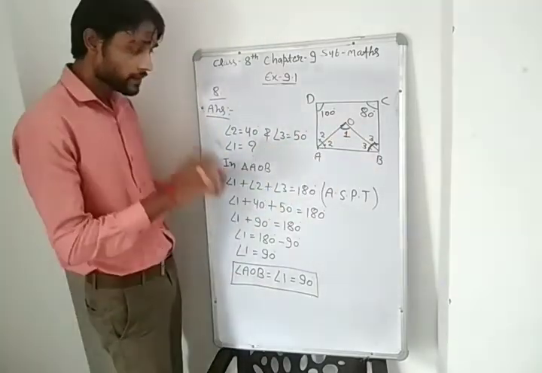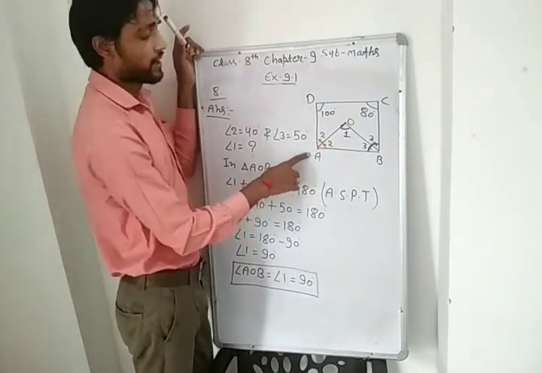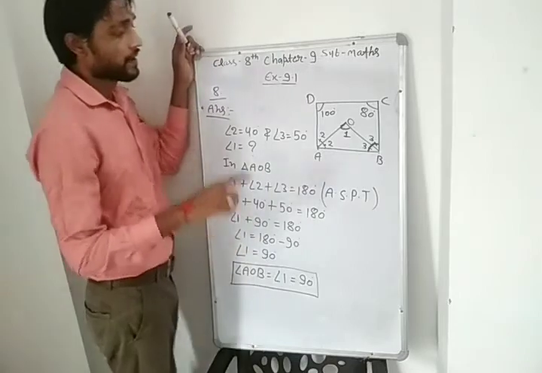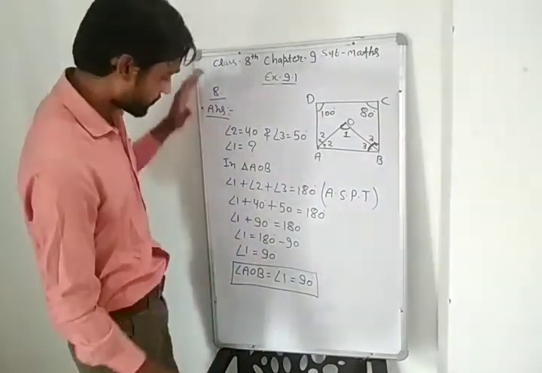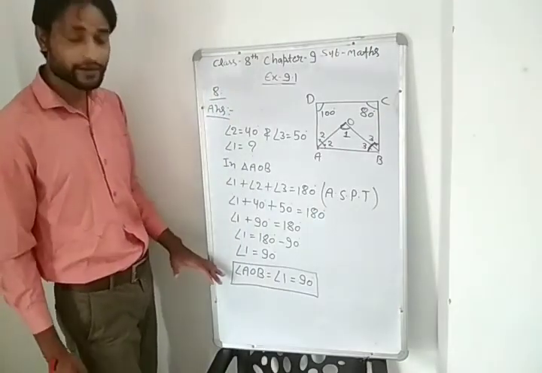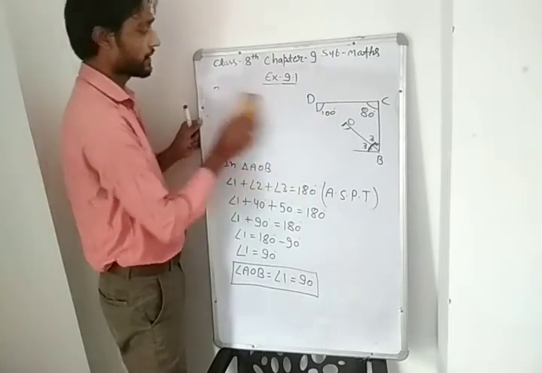And if you want to know how angle 2 is half of A, then I can clarify the things after this solution. Okay, so here we have completed question number 8. So let's move on.